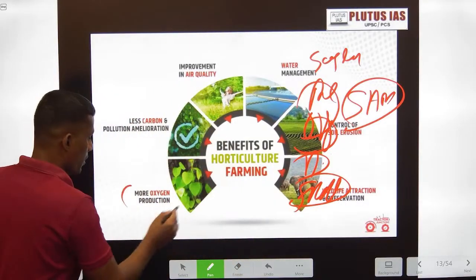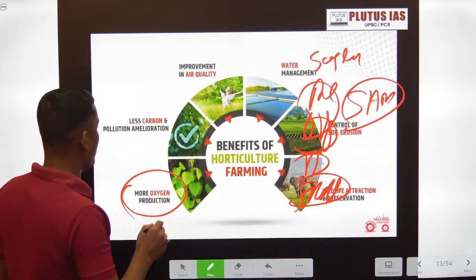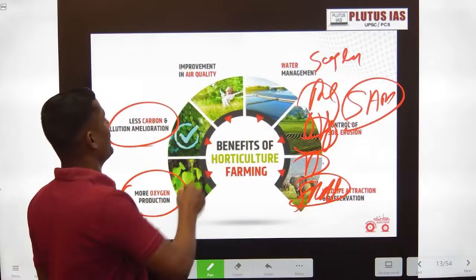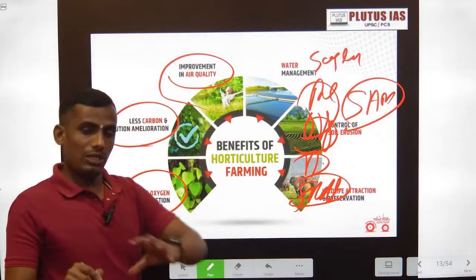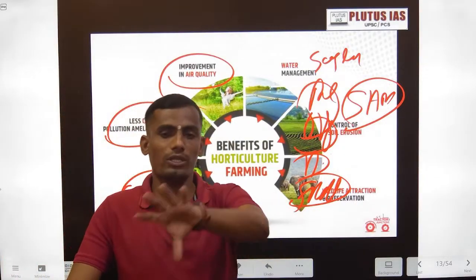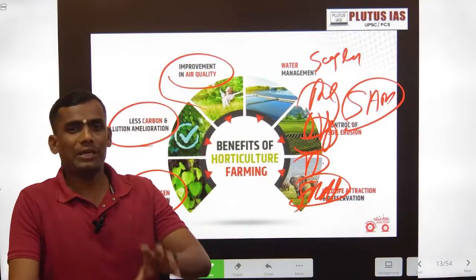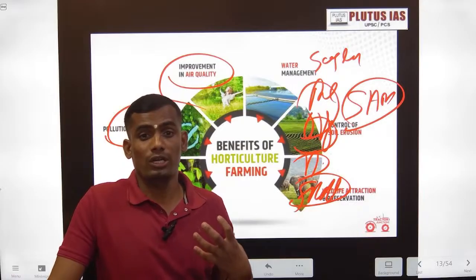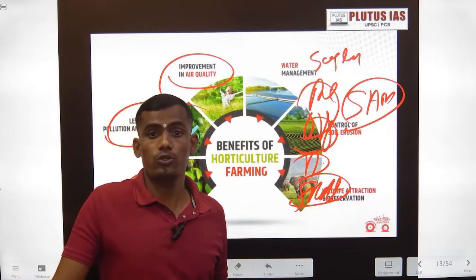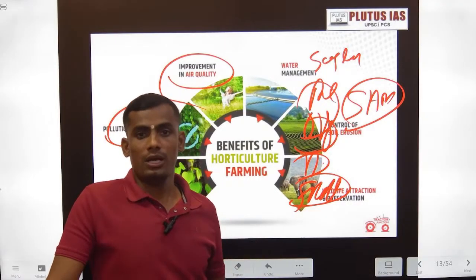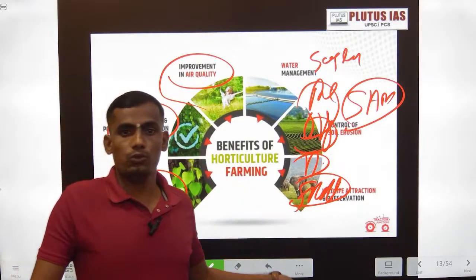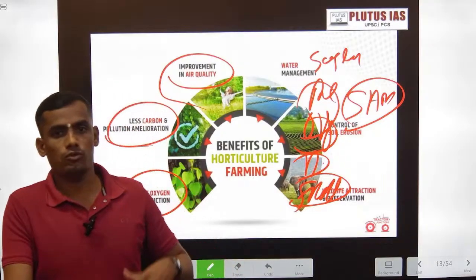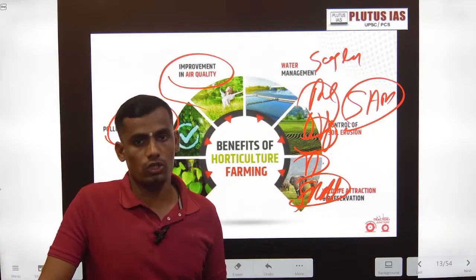First one is more oxygen production. You will get the basic idea: less carbon pollution, amelioration, then air quality improvement. If in your nearby area someone is growing marigold plant flowers, it will automatically give pleasant aesthetic value. It will reduce air pollution, it will absorb carbon, and carbon sequestration will happen through fruits and vegetables farming. And this becomes very paramount in the ecological domain.